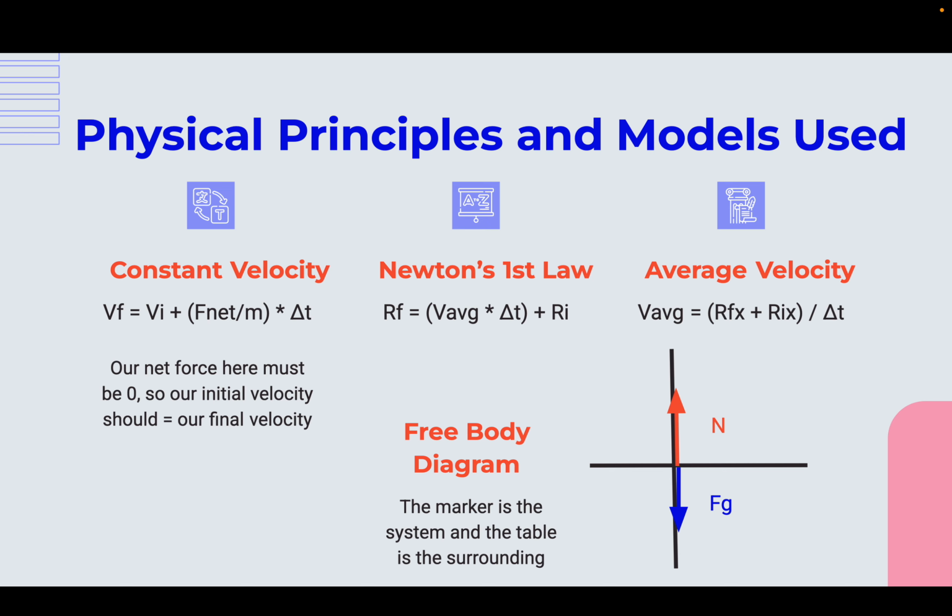Newton's first law, and then average velocity. The average velocity should be constant throughout the video and is calculated using the average velocity formula seen here. Next, free body diagram. The marker is our system and the table is our surroundings. The free body diagram shows the two forces acting on the system, gravity and the normal force. In this example, these forces should cancel out to make a net force of 0.